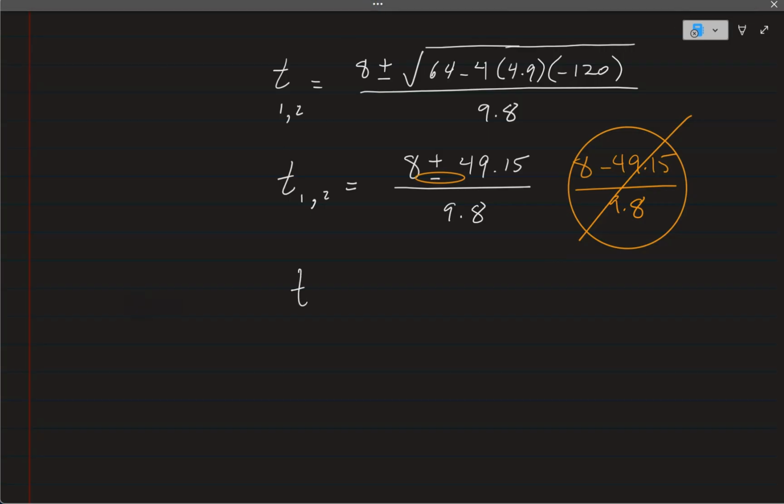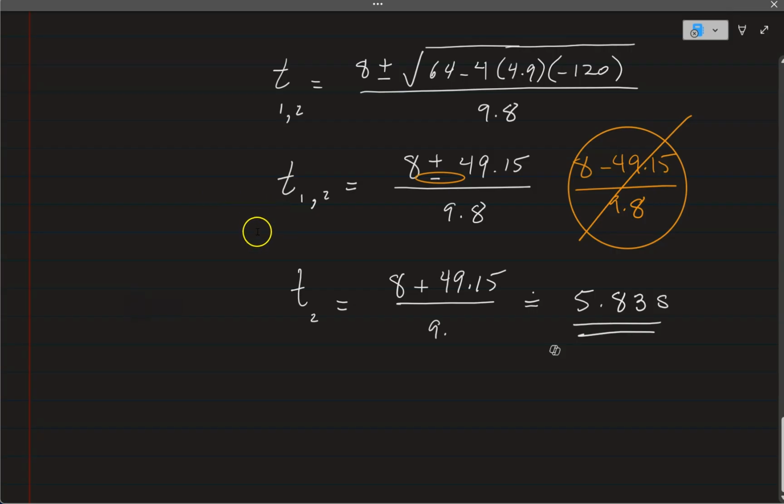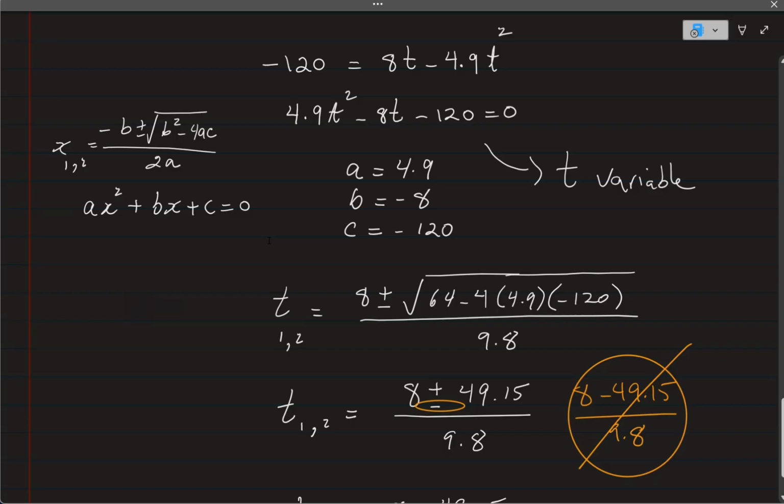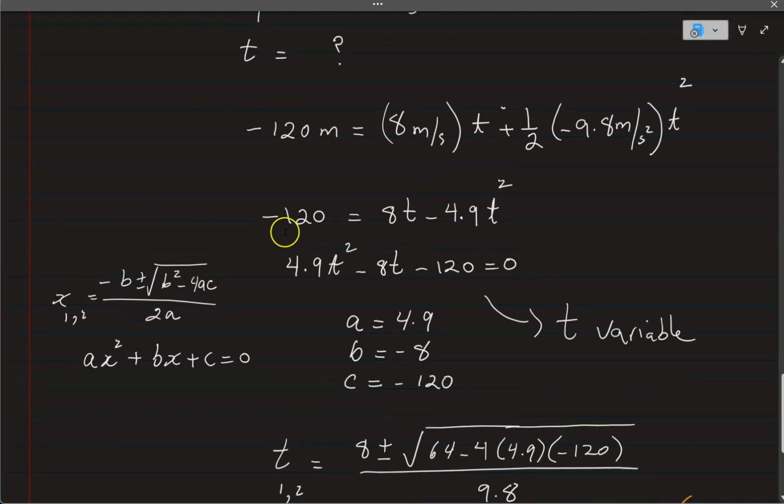You get t2 equals 8 plus 49.15 divided by 9.8. And in here, you get approximately 5.83 seconds. That's how you do this question. This is why this question is a little bit more involved, because you have to use the quadratic formula. So make sure you know how to do this. Go through it again. All right, let's do another question.